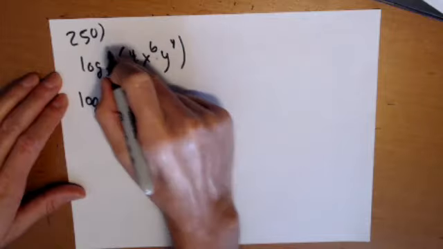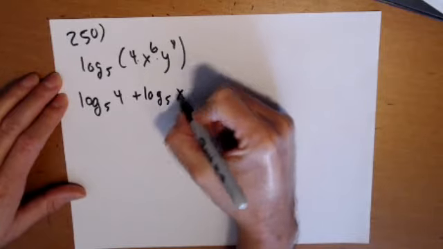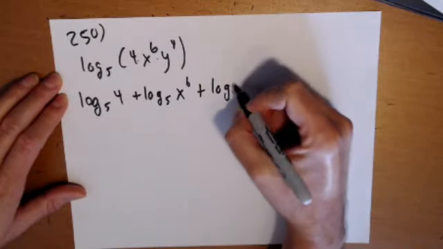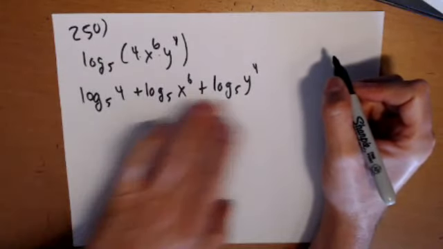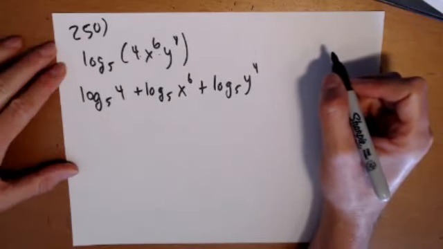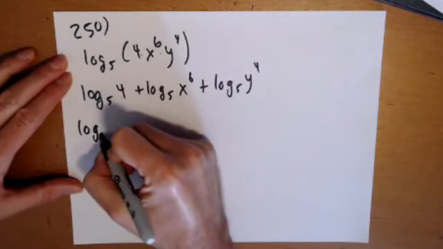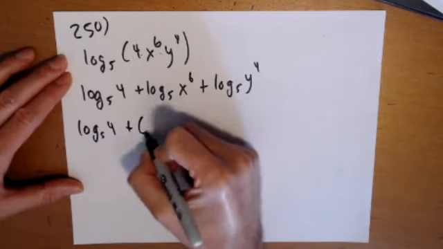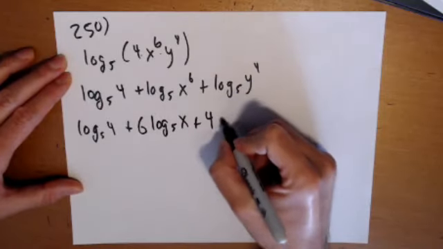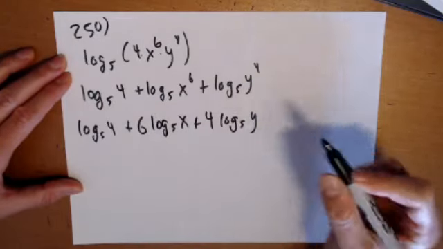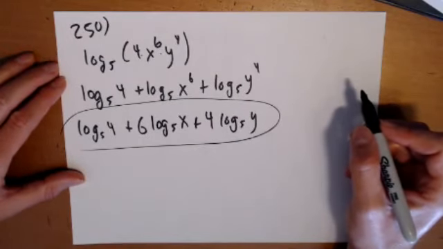Log base 5 of, those three things, I'm going to break them up. 4 plus log base 5 of x to the 6 plus log base 5 of y to the 4th. Multiplication is really addition. And now, all those exponents come out in front. Log base 5 of 4 plus that 6 comes out in front, 6 log base 5 of x plus that 4 comes out in front, 4 log base 5 of y. Ta-da! No big deal.